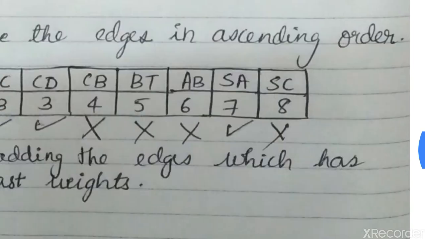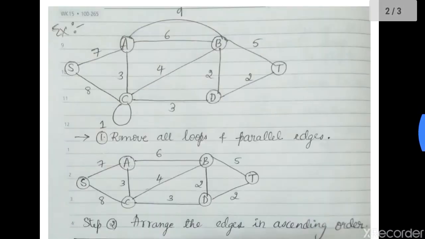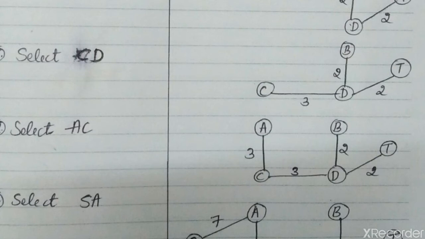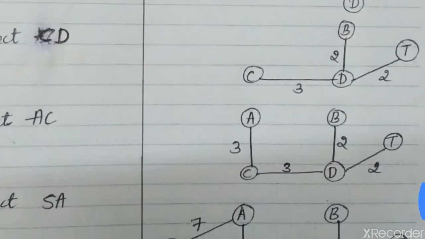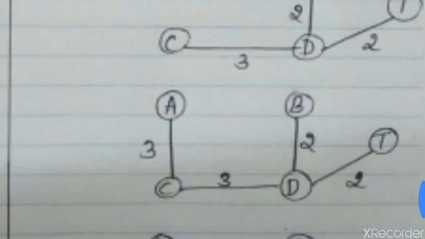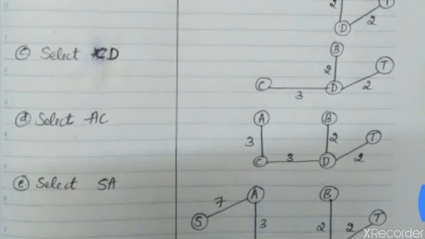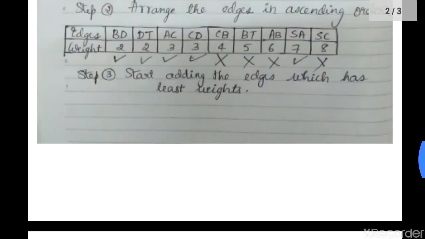So here, if you select CB, what happens? It forms a cycle. After selecting AC, the next edge is CB, which is the minimum edge, but if you select CB, it forms a cycle. The cycle will be C to B, B to D and D to C. What is the definition of the minimum spanning tree? That it should be acyclic. So to maintain that, you have to reject CB.